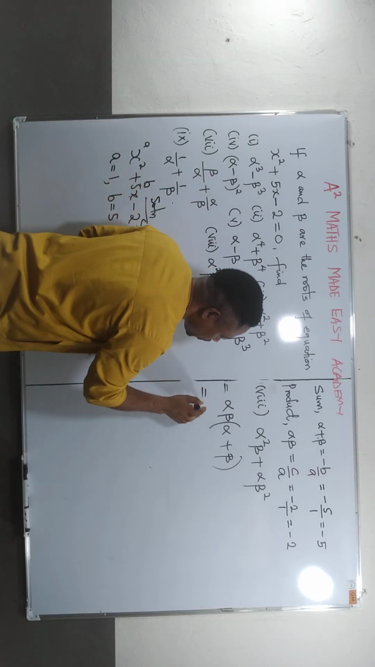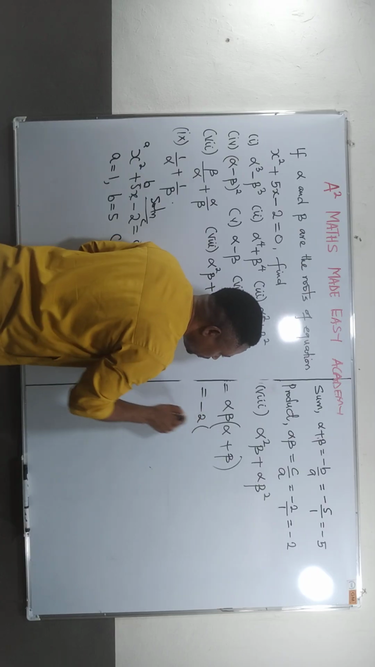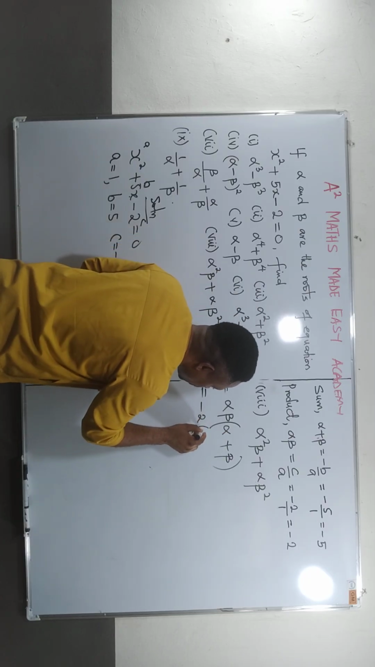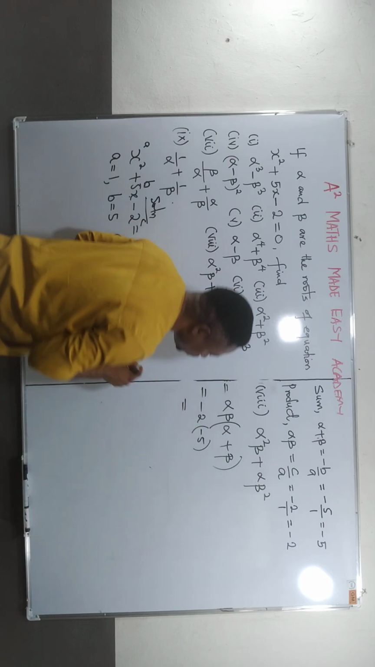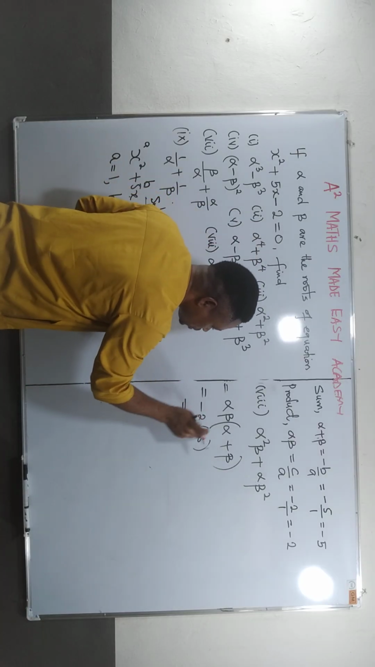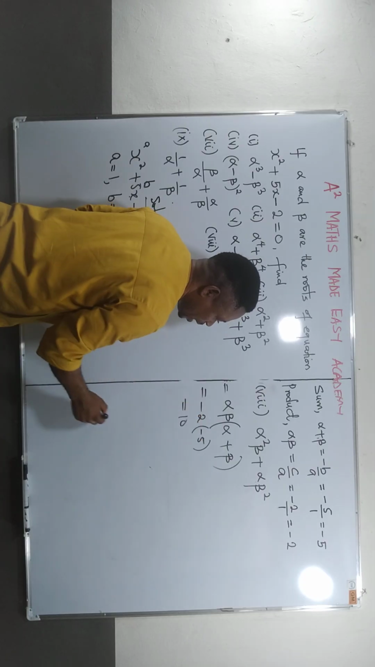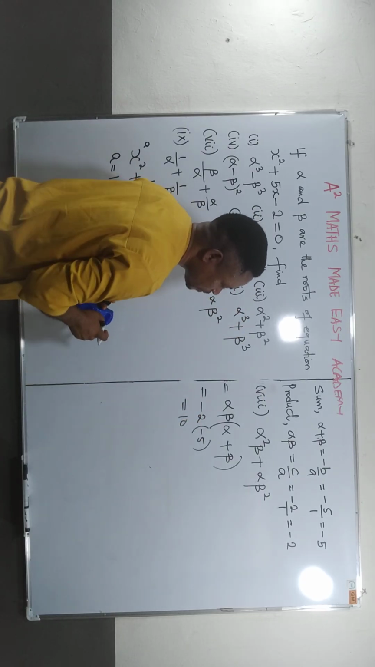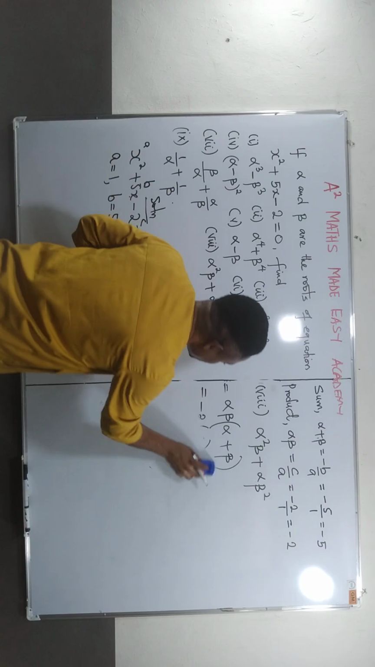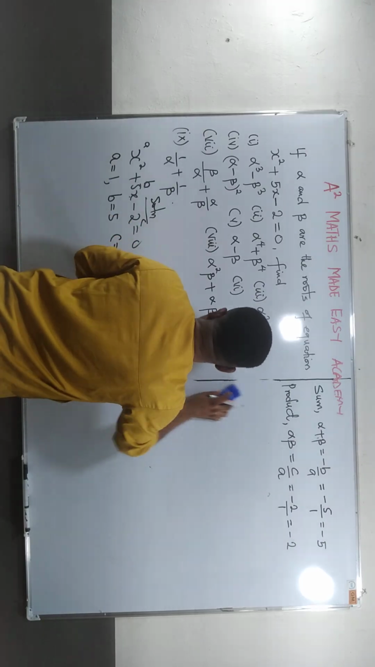Now let us put the values. What is the product? The product is minus 2. Open the bracket. And what is the sum? The sum is minus 5. Now lastly, we say minus 2 times minus 5 will give us 10, because minus cancels minus, and 2 times 5 is 10. Then the last one is number 9.